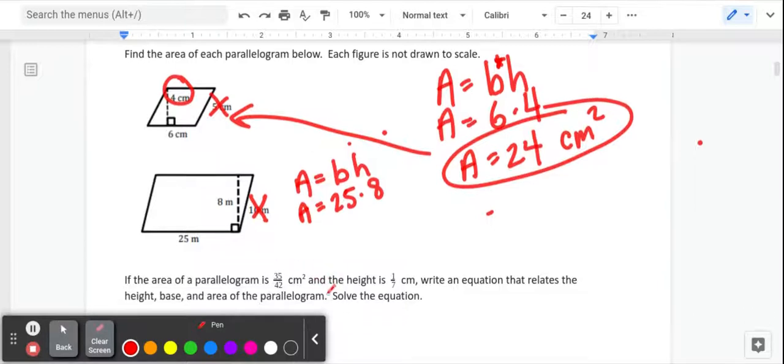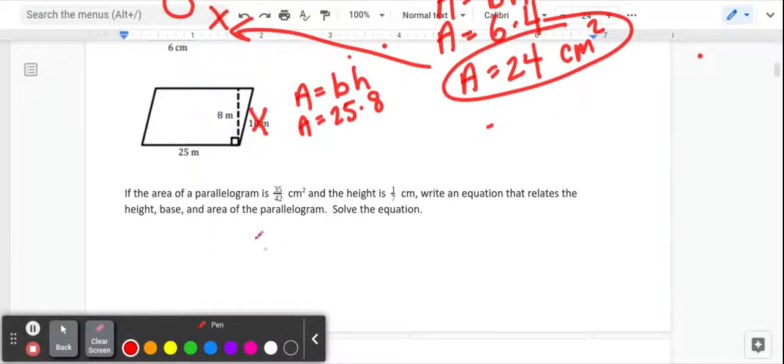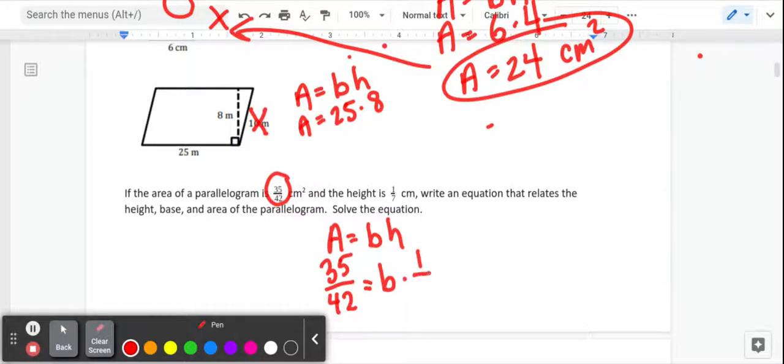The next example here says the area of a parallelogram is 35 over 42. The height is 1/7. Write an equation that relates to the height, base, and area of the parallelogram. We're going to use the formula, area equals base times height. We're going to plug in for what we know. The area is 35 over 42, so I'm plugging that in for area. And that is equal to, it doesn't give me the base, so I'm going to say B for base, times the height, which is 1/7.